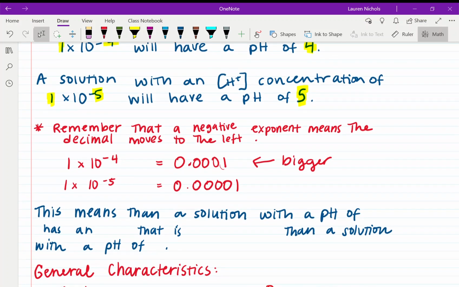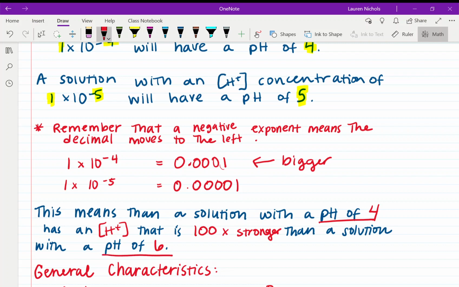And so that means if you have a solution that has a pH of 4, it's going to have an H+ concentration that is 100 times stronger than a solution with a pH of 6, because we know that on the pH scale a pH of 4 is going to be stronger than a pH of 6, but how much stronger? Well, it'll be 100 times because you would move your decimal 2 times. So every time you move pHs, it gets another factor of 10.